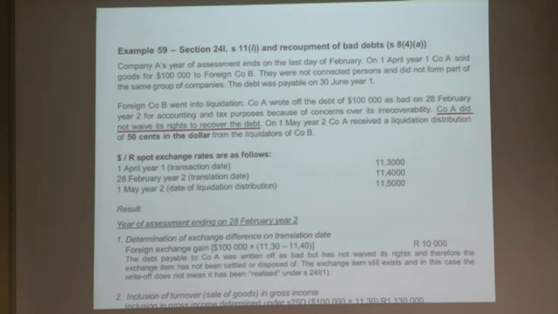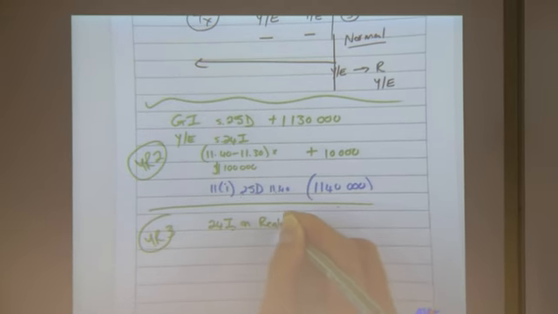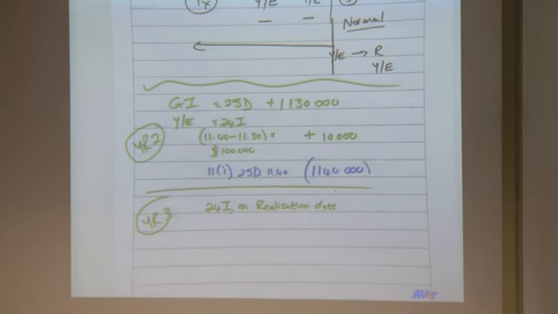We have this recovery of the 50 cents. So if I do a section 24I exchange difference on realization date, what would you say is the answer? I want to know if it's a gain or a loss, and I want to know the amount. Minus? Minus, because it's an exchange difference.